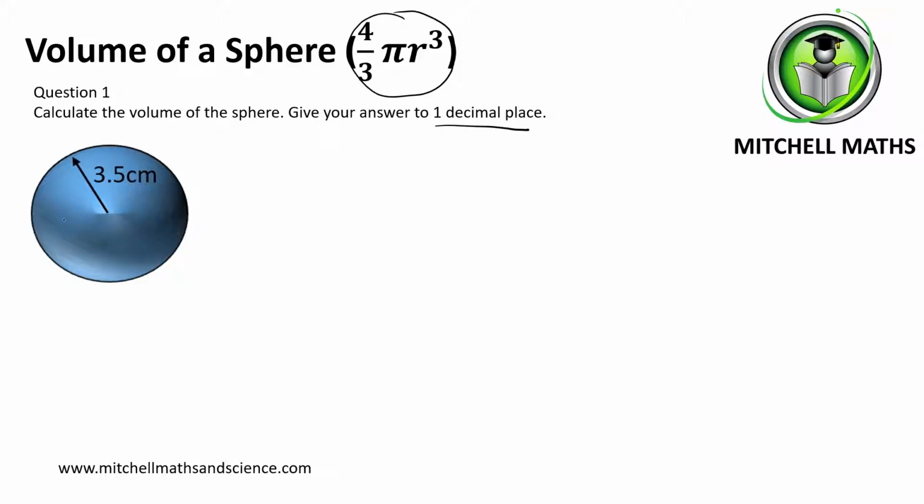place. Well, from the diagram we can see that the radius is 3.5 centimetres, and it's just a case of plugging it into the formula. So 4/3 times pi times 3.5 cubed. You can just type that into your calculator and the answer you'll get will be 179.6, that's to 1 decimal place, centimetres cubed.